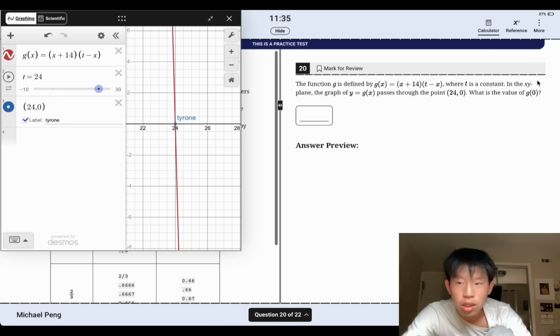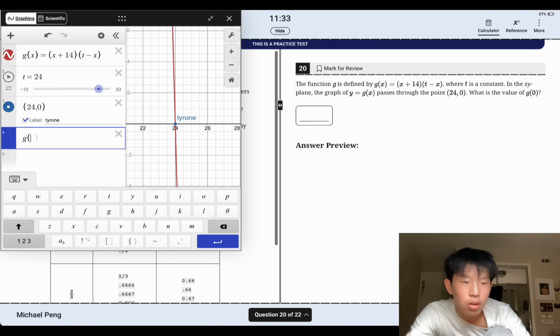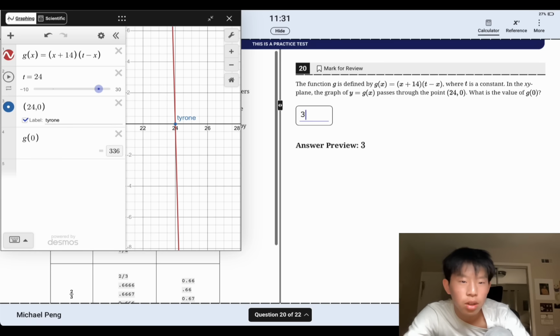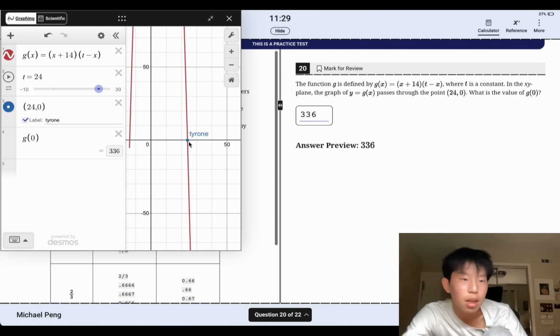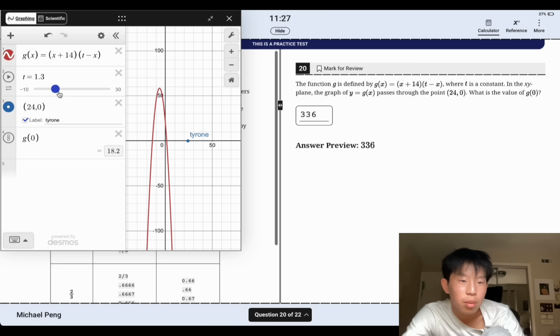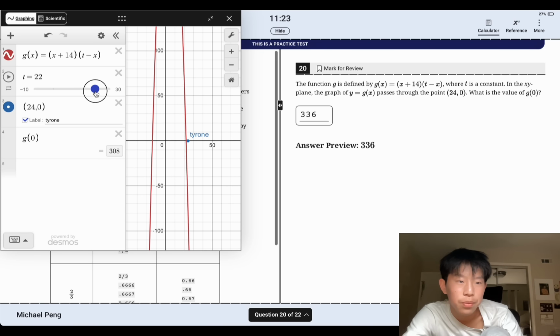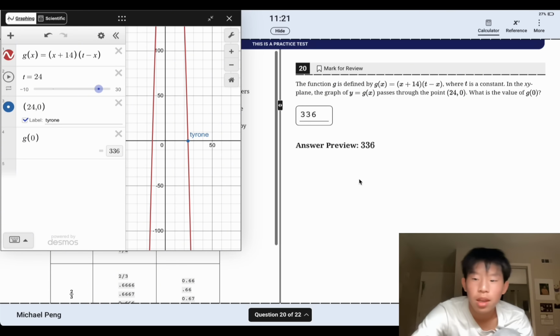So now it's asking what's the value of g of 0? G of 0 is 336. So that is our answer. You see? But if we didn't make it touch, then it would be completely wrong. 18.2 is not the answer, so it has to be 24. Okay? Okay. Next.